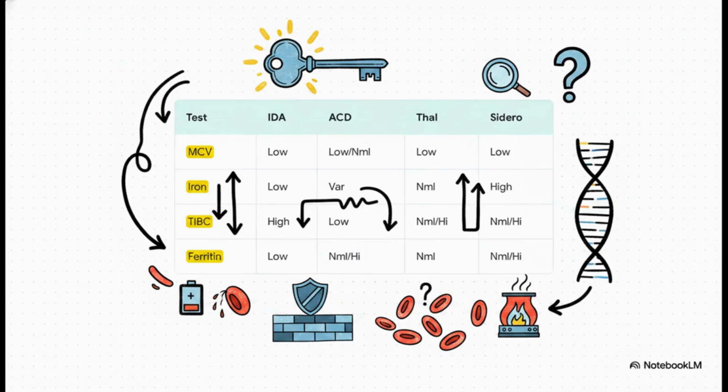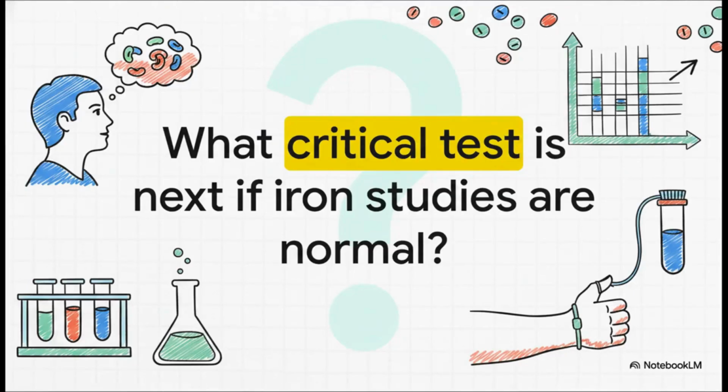Which brings us to our final thought for today. Imagine you have a patient sitting in front of you right now. The iron studies come back perfectly normal, completely ruling out iron deficiency and anemia of chronic disease. Yet their CBC shows profound microcytosis with an MCV of 65. What critical test must you order next to solve the case? That's right, you need a hemoglobin analysis, or HPLC, to confirm thalassemia.